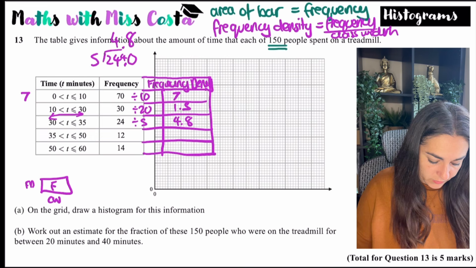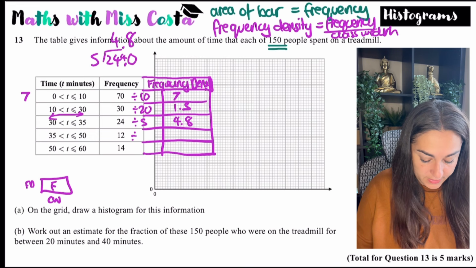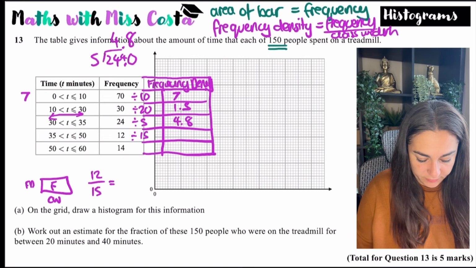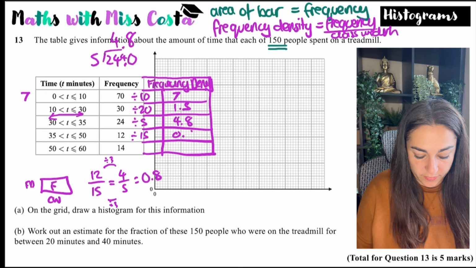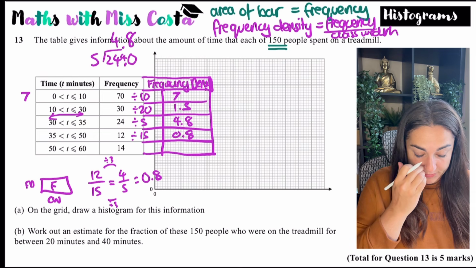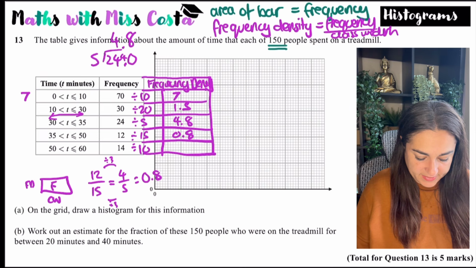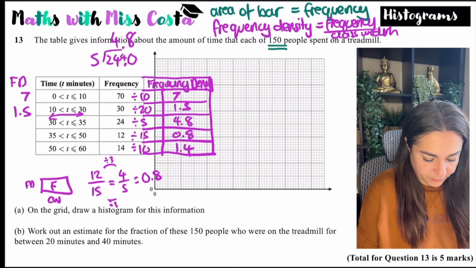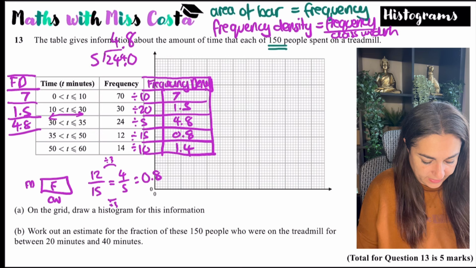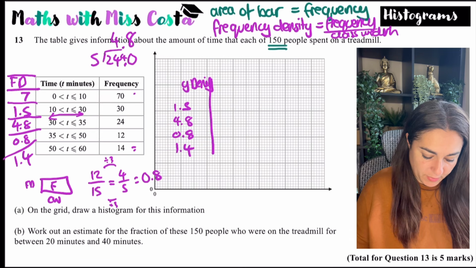Then we've got 12 divided by 15. So 12 over 15 I can write as a fraction and simplify it by dividing by 3. That would be 4/5, which is 0.8. If you didn't know that off the top of your head, then you could have just done 4 divided by 5 using short division. And then we've got 14 divided by 10, because the class width here is 10, and that would be 1.4. So let's just rewrite these here. This is frequency density. So it's 7, 1.5, 4.8, 0.8, and 1.4. Okay, so now I know what my frequency density is.